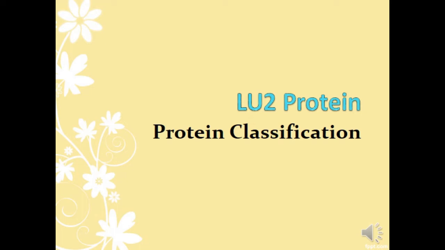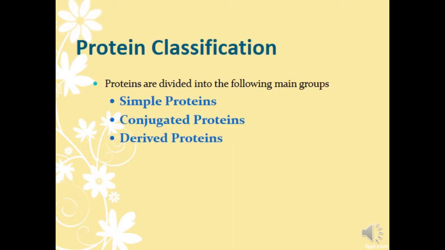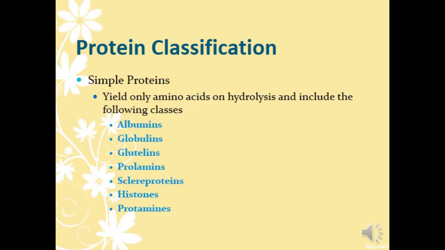Okay, we will continue with the third part of protein, which is protein classification. So proteins are classified into three main groups, which are simple proteins, conjugated proteins, and derived proteins. Now, what is simple protein? Simple protein is when protein is hydrolyzed, the products of protein hydrolysis are only amino acids. Examples of simple proteins are albumin, globulin, glutelin, prolamins, scleroproteins, histones, and also protamines.